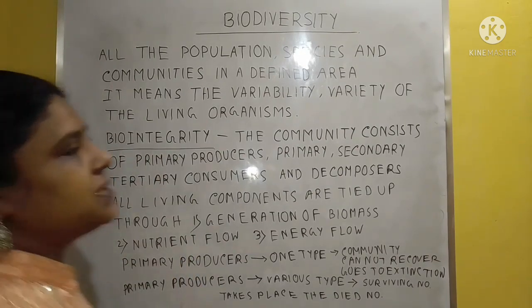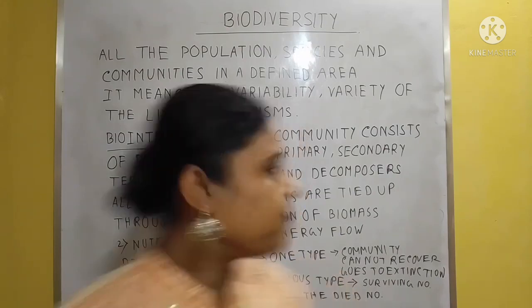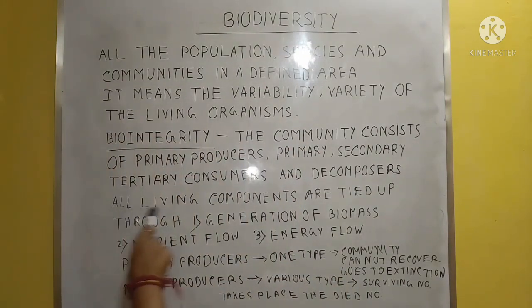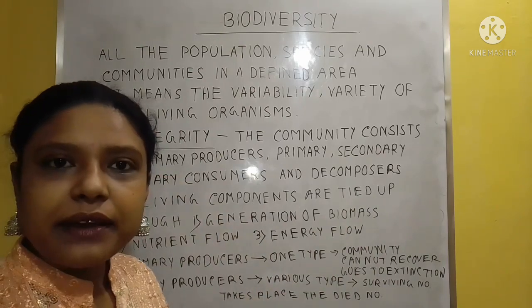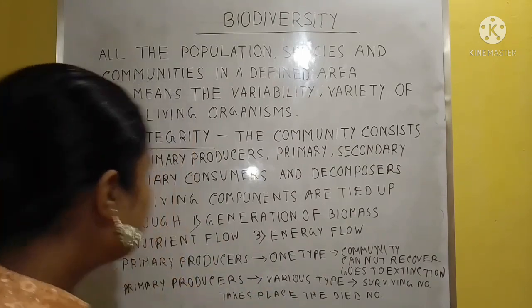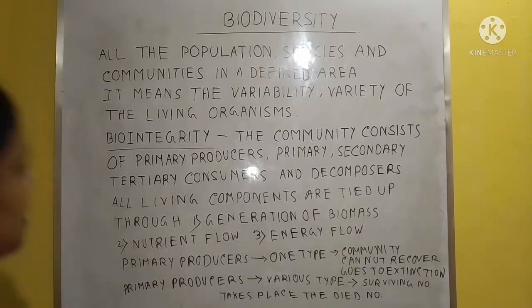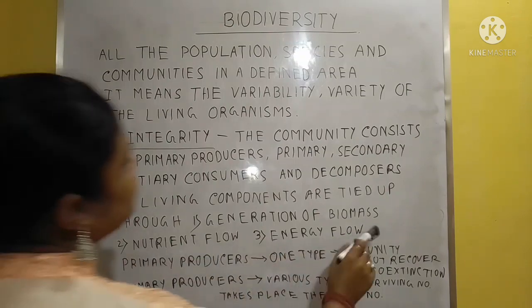Biointegrity means in any community there are the primary producers, primary, secondary and tertiary consumers and the decomposers. Okay, and they are all interrelated. That means they are dependent on each other. So all the living components are tied up. Three functional aspects are there by which they are dependent or tied up together. The functional aspects are generation of biomass, nutrient flow and energy flow.